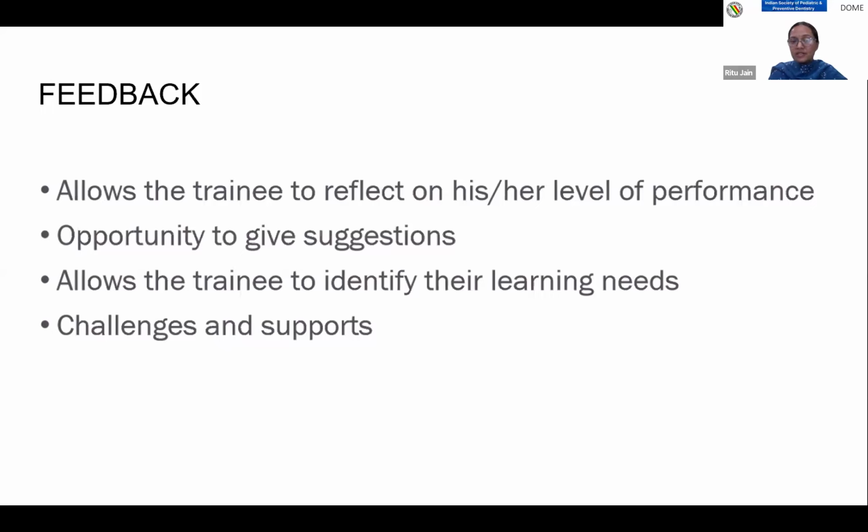It allows the trainees to identify their learning needs. So when feedback is given regularly over a period of time, the student can identify his improvement over the time, and then he can also isolate what are his learning needs. With every feedback he will realize, okay, this is something that I am able to do, and this is something that I am not able to do, and how I can further modify it, or how I can improve upon it. It also helps to identify the challenges which the student might be facing and what support the student needs from the faculty. This is very, very important for learning.